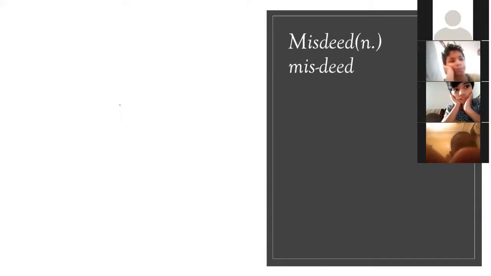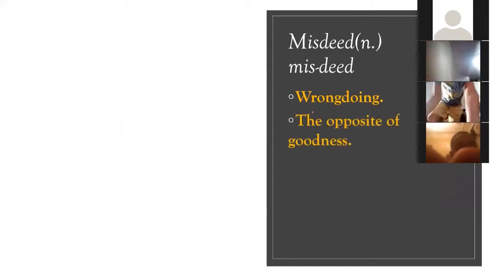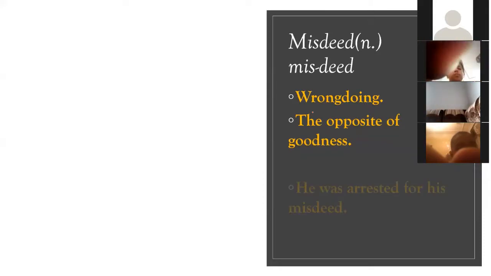Who is the super who can read this word? Excellent, boys. You are all supers. It's misdeed. What does it mean? You are doing wrong. Misdeed is a noun here, not a verb. When someone does a misdeed, he is doing wrong, like the criminals, the people who are inside the prison. He was arrested for his misdeed.